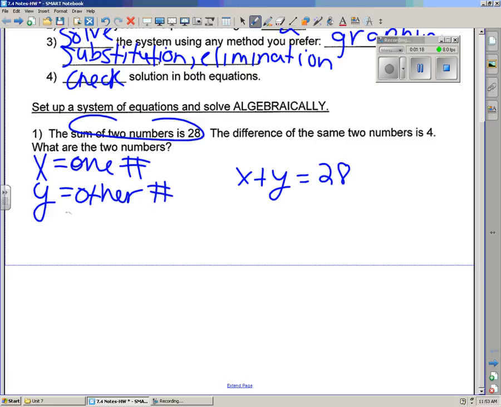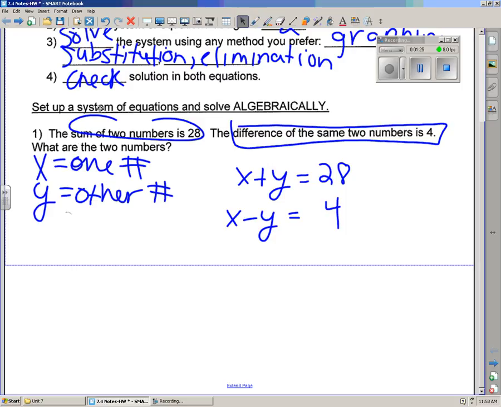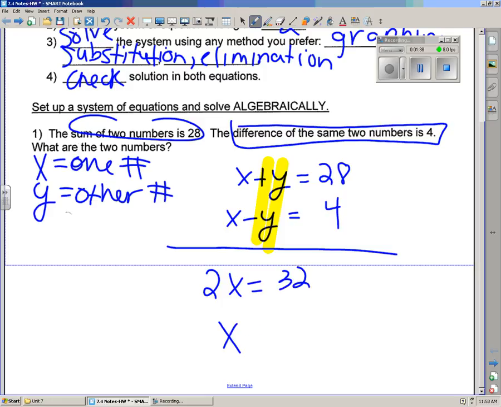The other one says the difference of those same numbers is 4, which means subtracting x minus y should give you 4. You should see how this sets itself up really nicely for elimination. So that's the method I'm going to use. When I add these two equations together, I get 2x equals 32. Divide both sides by 2, and x is 16.